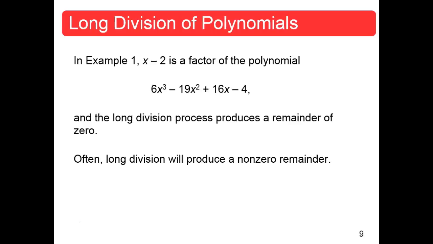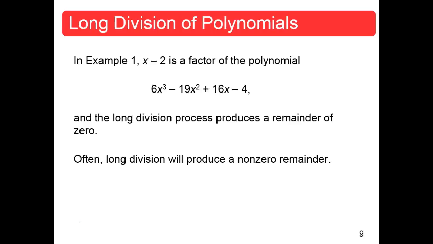We went back and identified our zeros. Okay? So, in example 1, x minus 2 is a factor of that polynomial. You got that from graphing. We won't always graph, but you can do it. I know that Amber loves graphing, so she'll always graph. We'll find other ways to do it. The long division process produces a remainder of 0. That means you got it right. It was a factor. Often long division will produce a non-zero remainder.